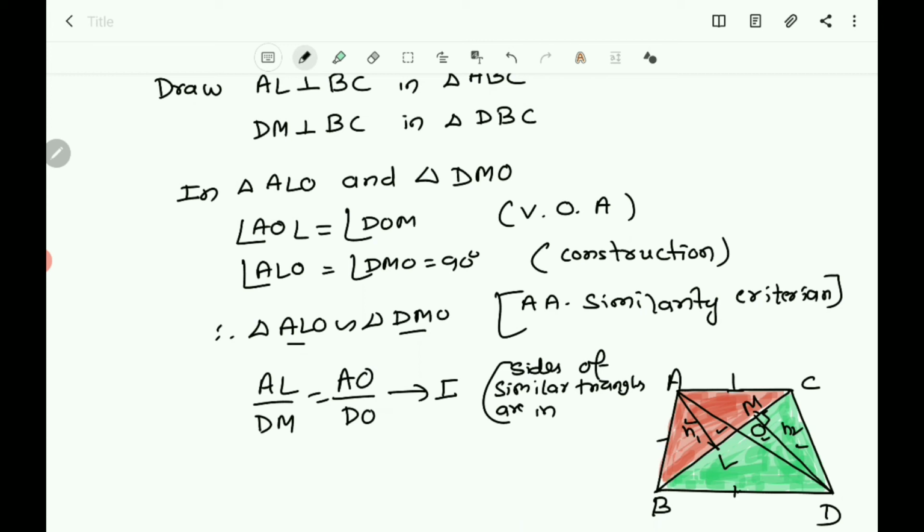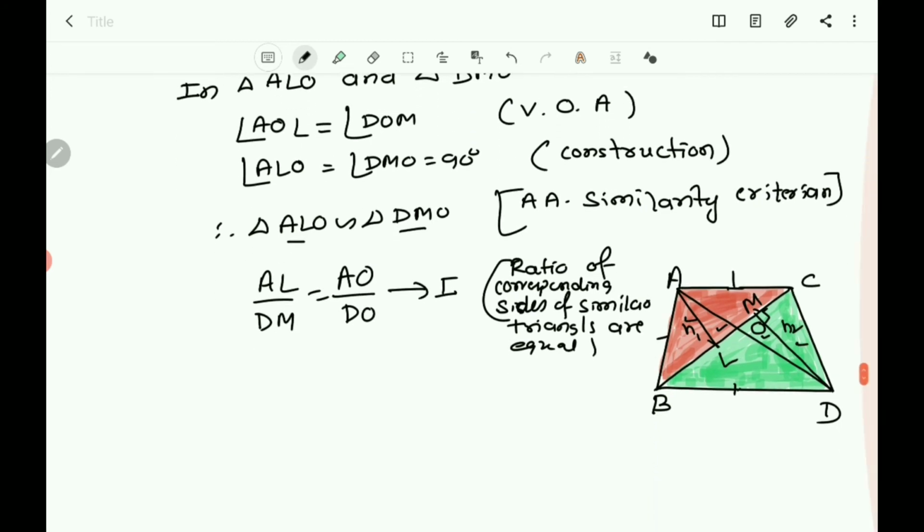Or you can also write, ratio of corresponding sides of similar triangles are equal. Ratio of corresponding sides of similar triangles are equal, that you can write.